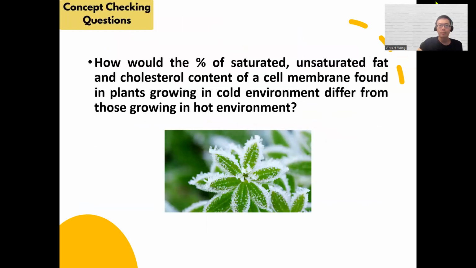So this is what I was talking about, right? How would the percent of saturated, unsaturated fat, and cholesterol content of the cell membrane found in plants growing in a cold environment differ from those growing in a hot environment? Okay, so basically, if a plant grows in a very cold place, do you expect it to have high or low saturated, unsaturated, and cholesterol content in the cell membrane?